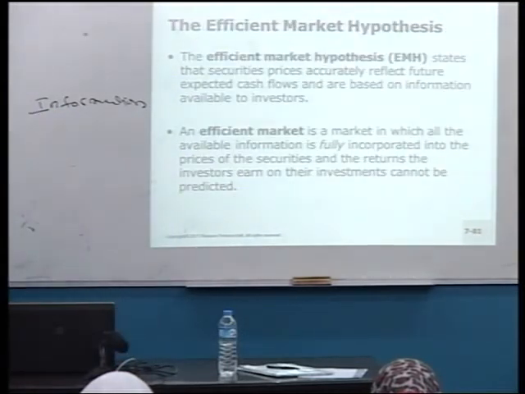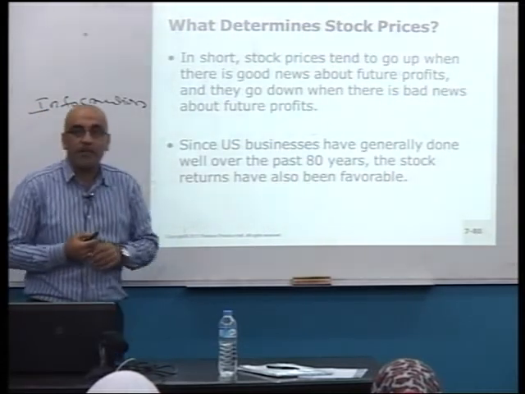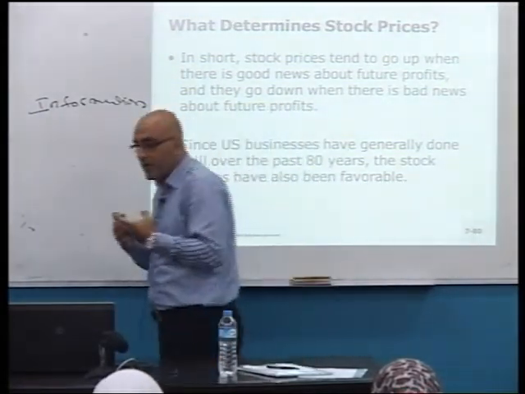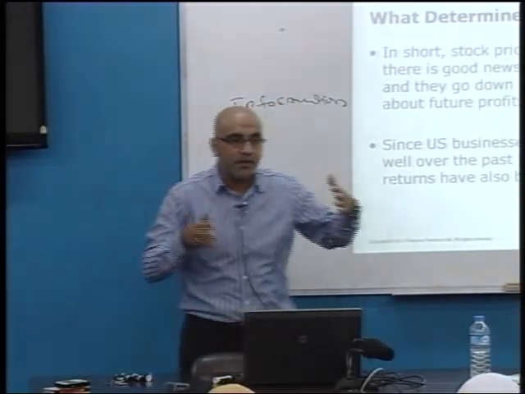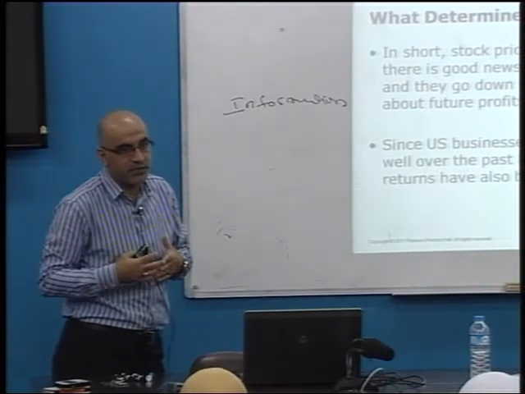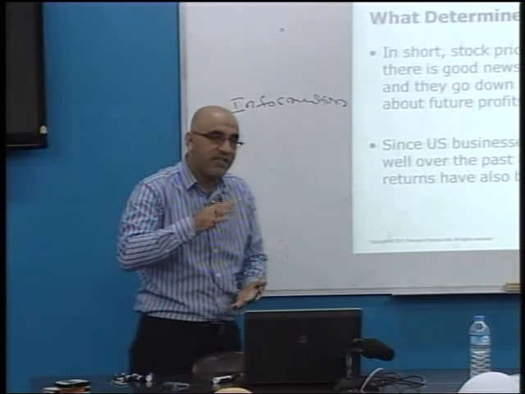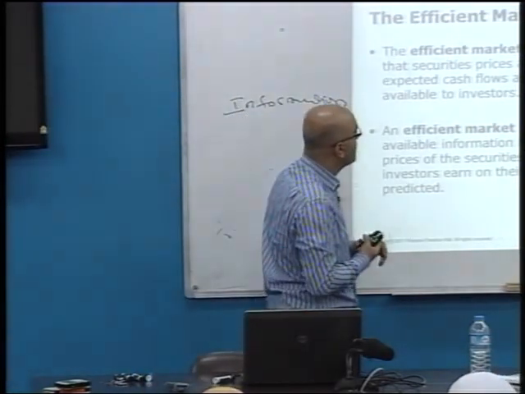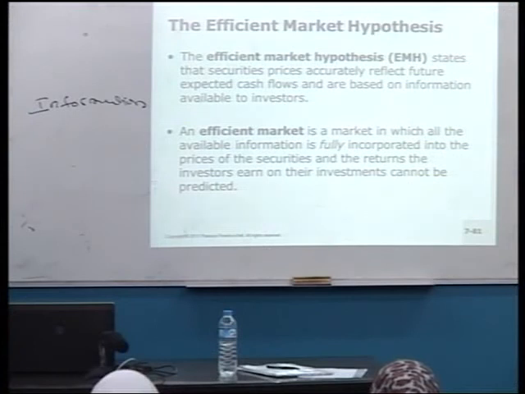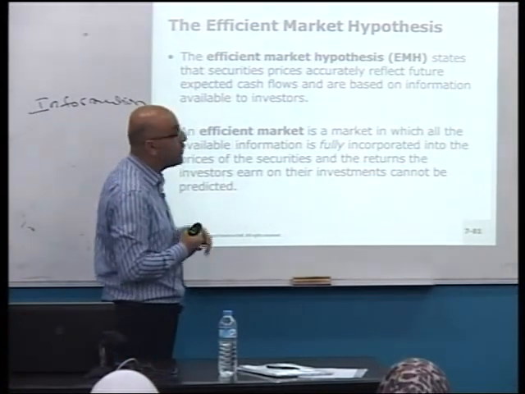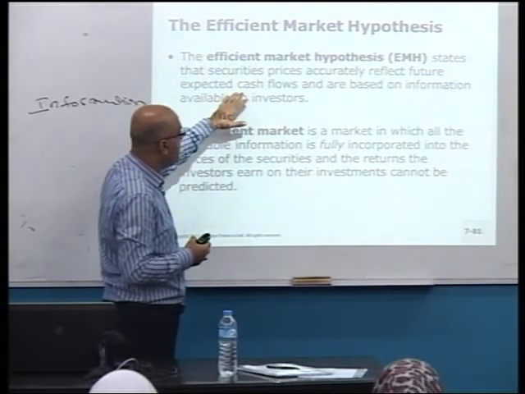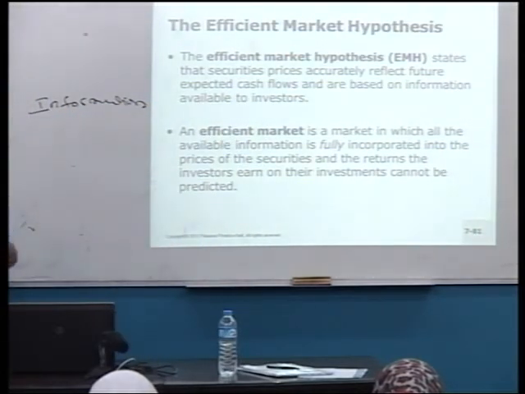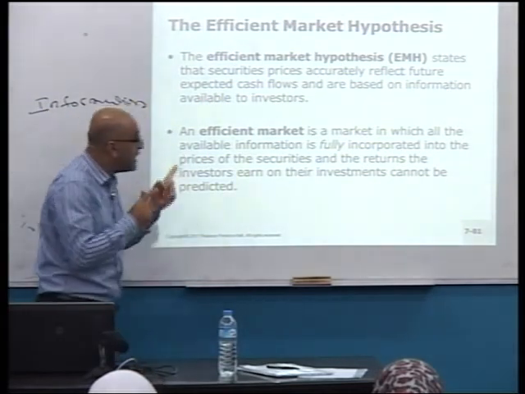This leads us to talk about the efficient market hypothesis. If we talk about the information, some stocks reflect the information properly, others don't. So we have efficient markets and inefficient markets. Based on this understanding, we categorize efficient markets into three categories. The efficient market hypothesis states that securities prices accurately reflect future expected cash flows, based on information available to investors.